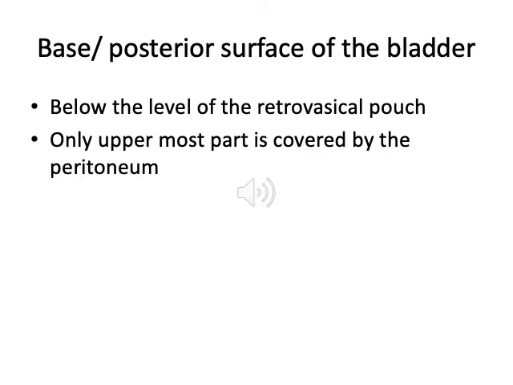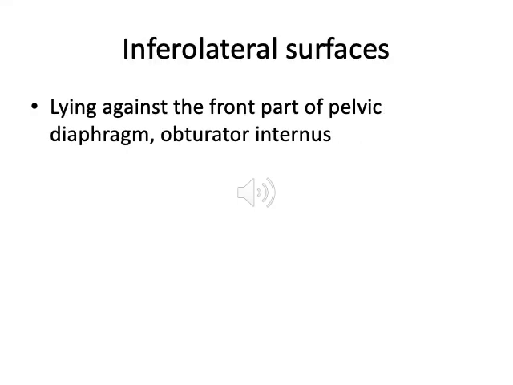The base or posterior surface of the bladder is located posteriorly. It is a triangular shaped surface with the tip of the triangle pointing backwards. Only the uppermost part of the base is covered by the peritoneum. The inferolateral surfaces of the bladder lie against the front part of the pelvic diaphragm and obturator internus.